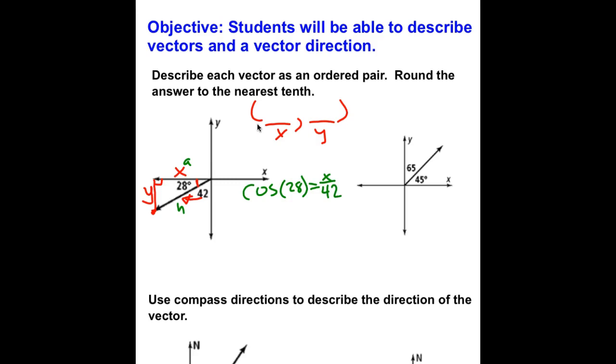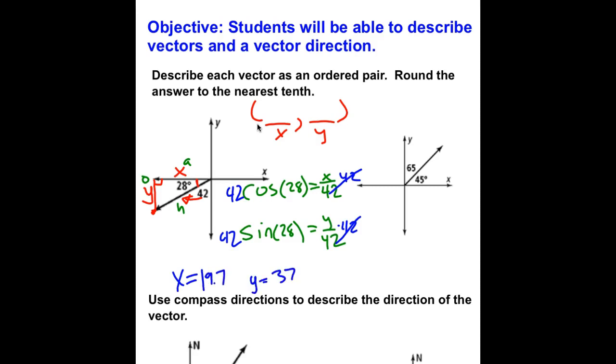I'll solve that one in a second. I can do a similar thing with y. Y is the opposite. I have the hypotenuse. So I can go sine of 28 equals the opposite over 42. In both of these two, I'm going to just multiply by 42. And then just grab a calculator, type them in, and we should get some values out. X, we should be getting 19.7. And y, we should be getting 37.1.